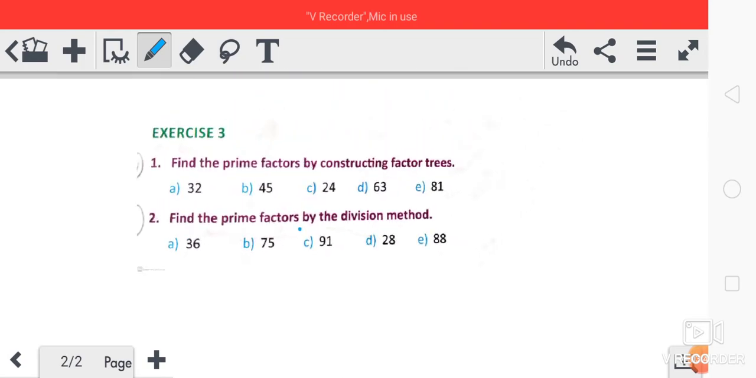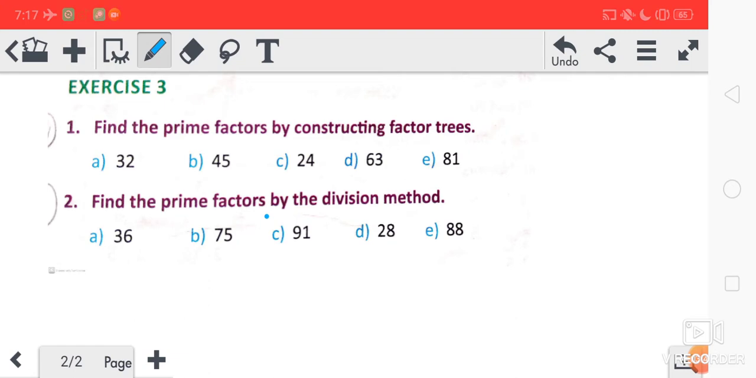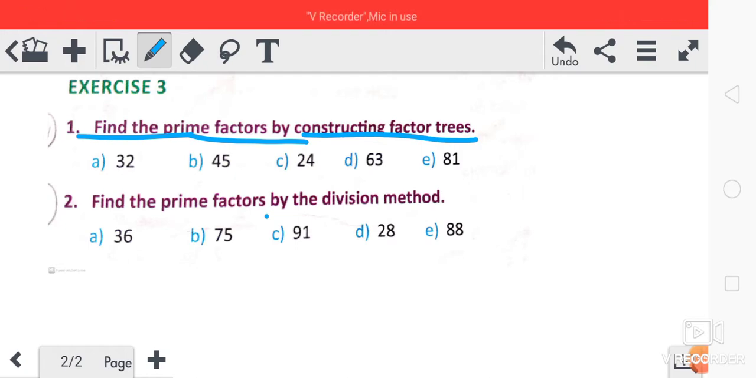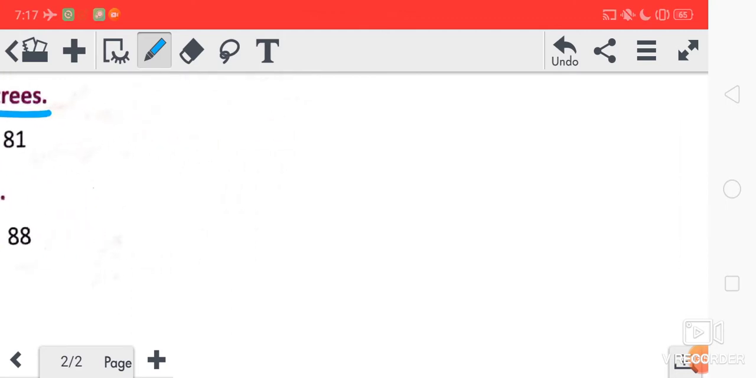Come to exercise 3. Find the prime factors. Find the prime factors by constructing a factor tree. So we'll learn how to construct a factor tree. Okay. So suppose you have been given 8, and you have to construct a factor tree.